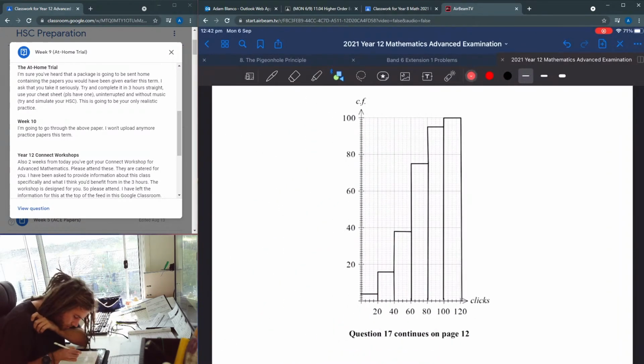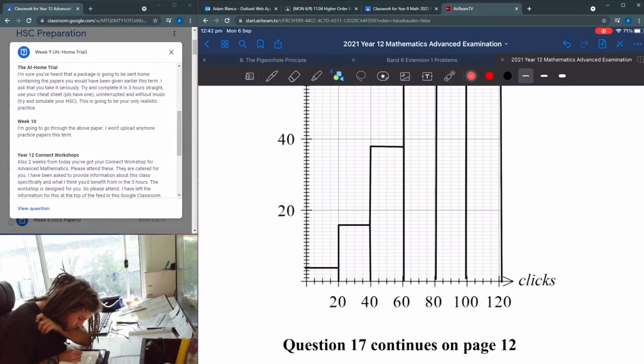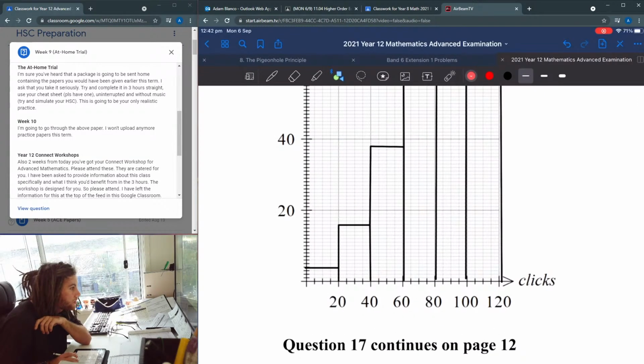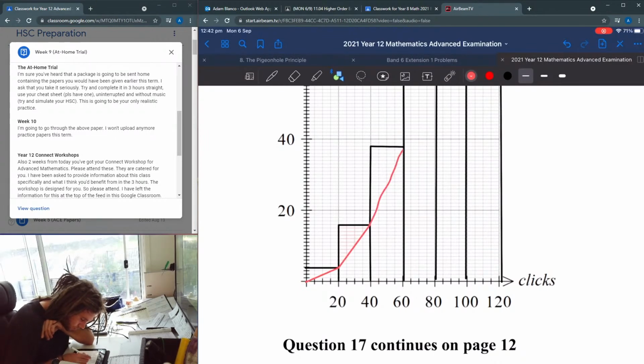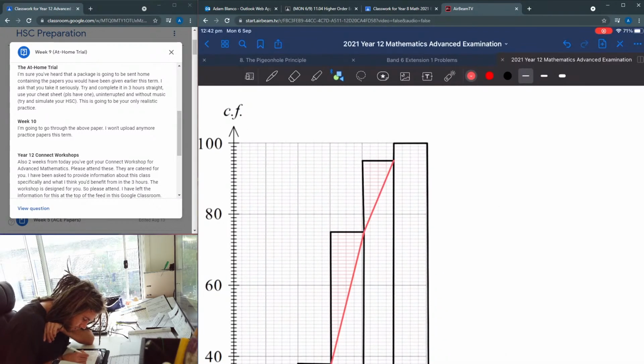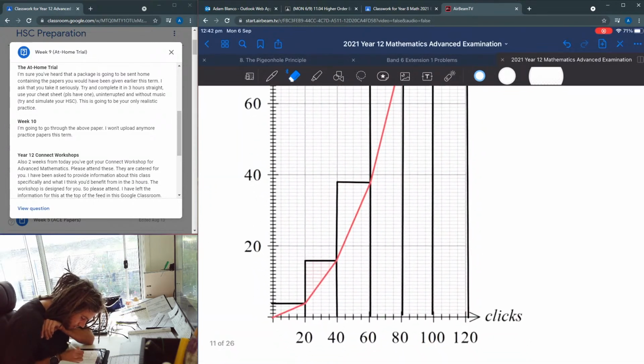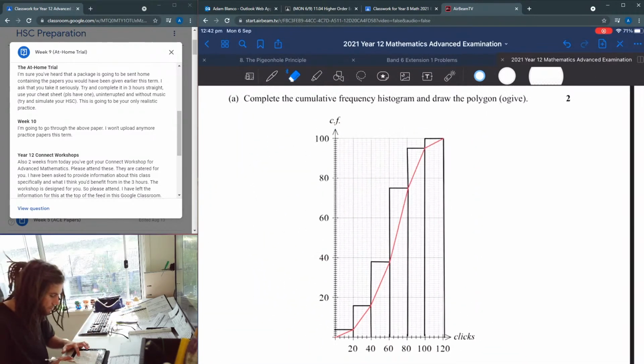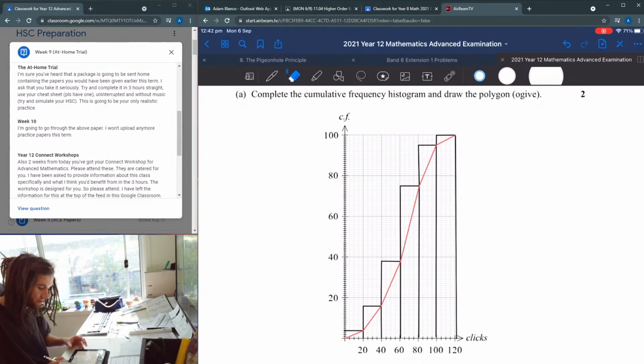And then my polygon goes from. I'm not sure I'm that right. No. So it goes to the little corners. Please stop drawing. Let's just color that in. I hate that. Alright. There's my cumulative frequency histogram. So 1 mark and the polygon, 2nd mark. Okay.